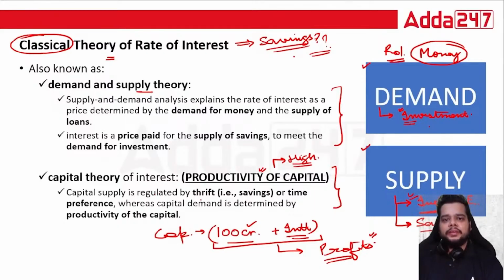So capital has certain components. Capital supply is regulated by thrift, that is savings, or time preference, whereas capital demand is determined by the productivity of capital.